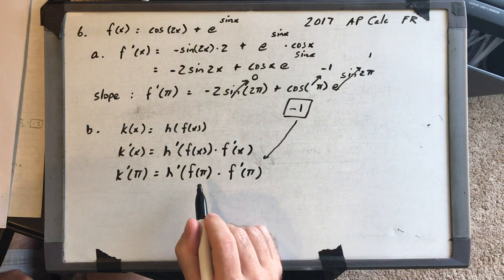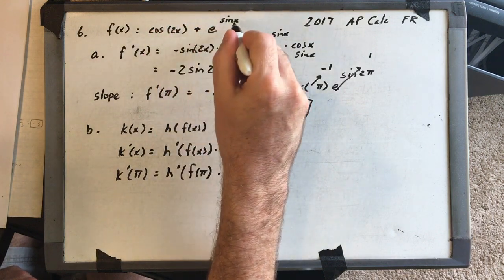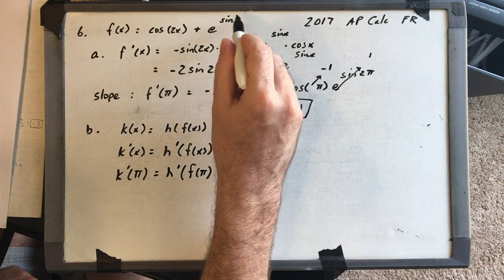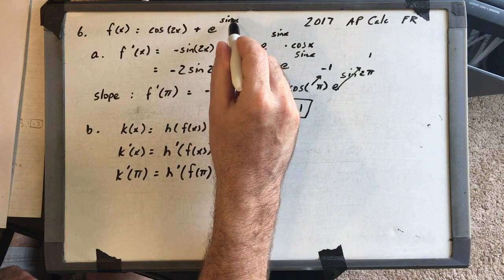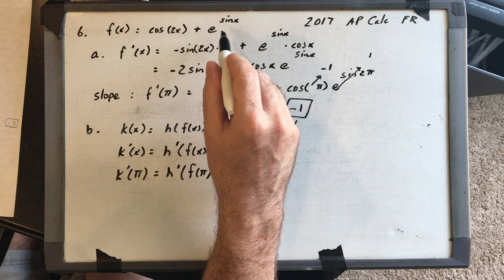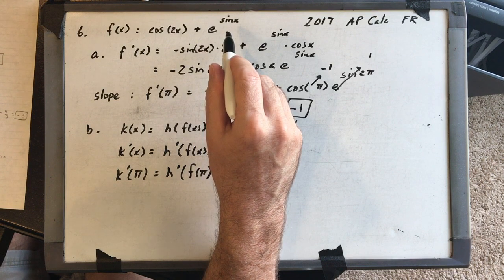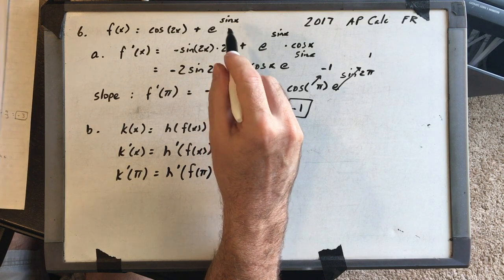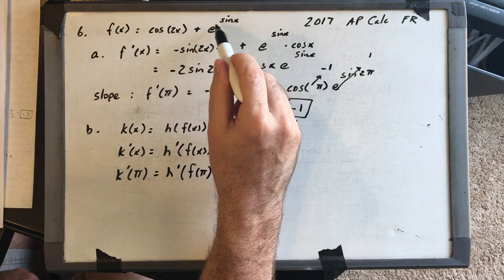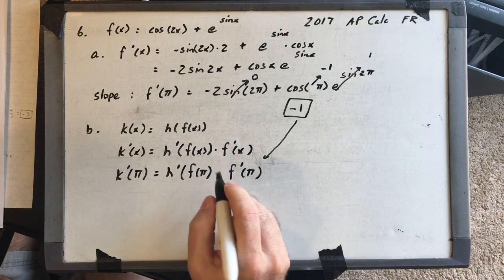Okay, so what is f of pi? Well, we would need to stick pi into x up here. So that's the cosine of 2 pi, which is 1, plus e to the sine of pi, which is 0. Okay, so f of pi is just going to end up being, well, let's think about that for just a second. So the cosine of 2 pi is 1, plus e to the 0 would be 1, so that would be 2. So f of pi is 2.